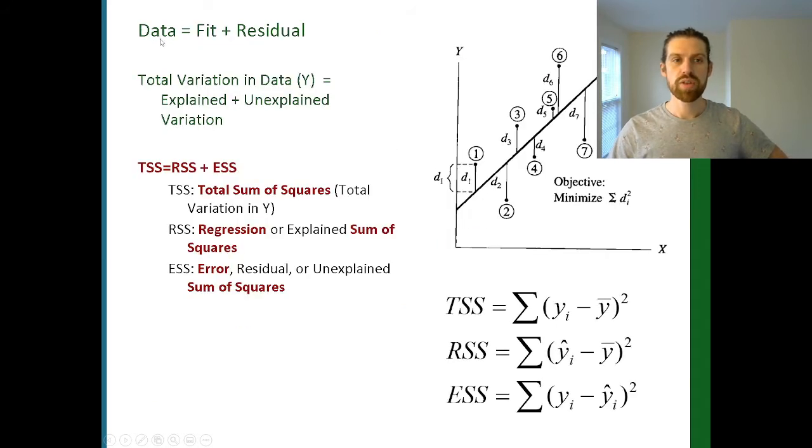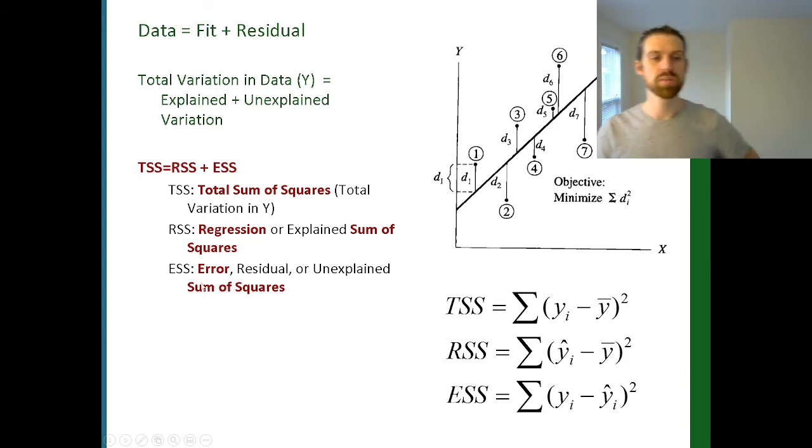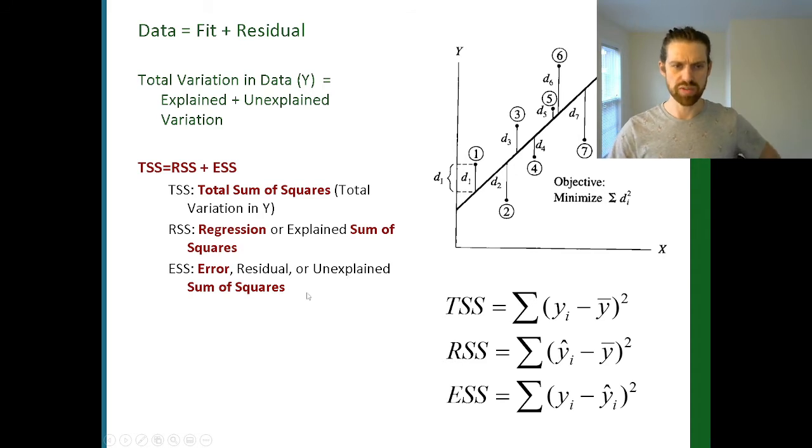So remember that the total variation in the data is basically the explained part, the model, plus the unexplained part, which is the error term, okay? So the total sum of squares, this TSS, the total variation in y, is equal to the explained sum of the squares through the regression, this RSS value, plus this error term, which is the ESS, so the unexplained sum of squares from the estimation that we've carried out.